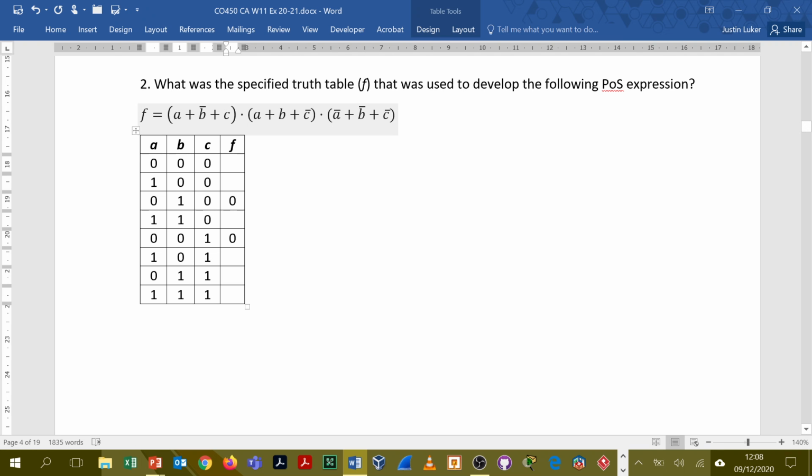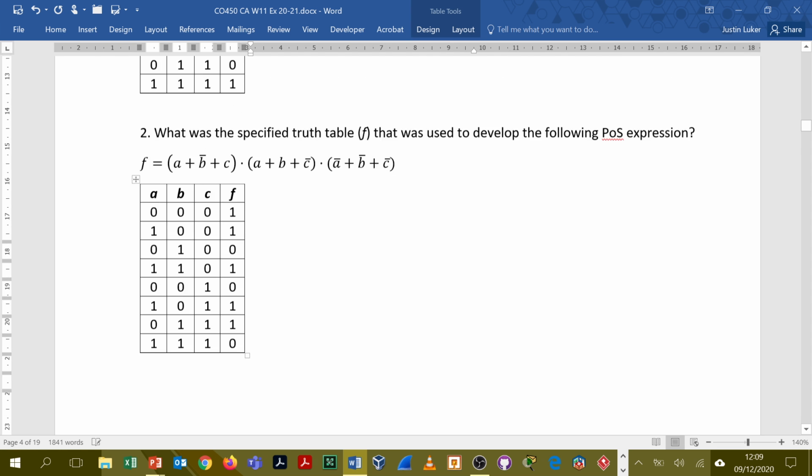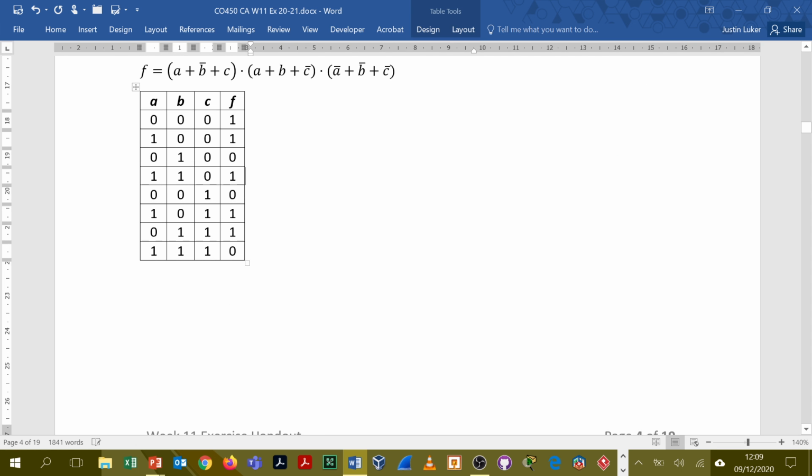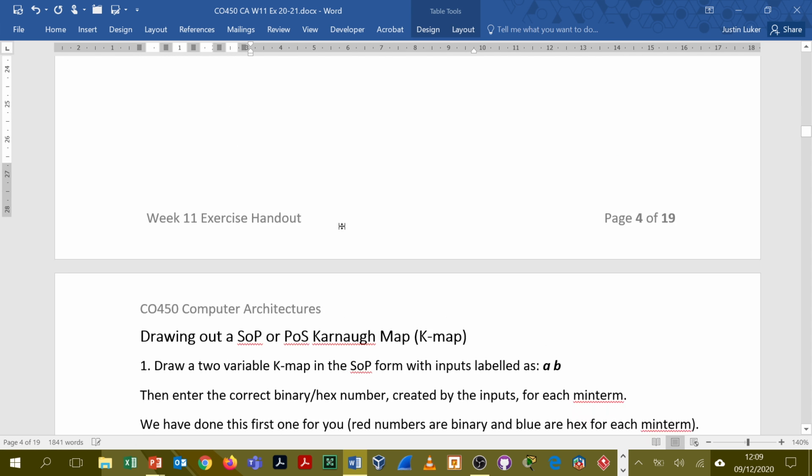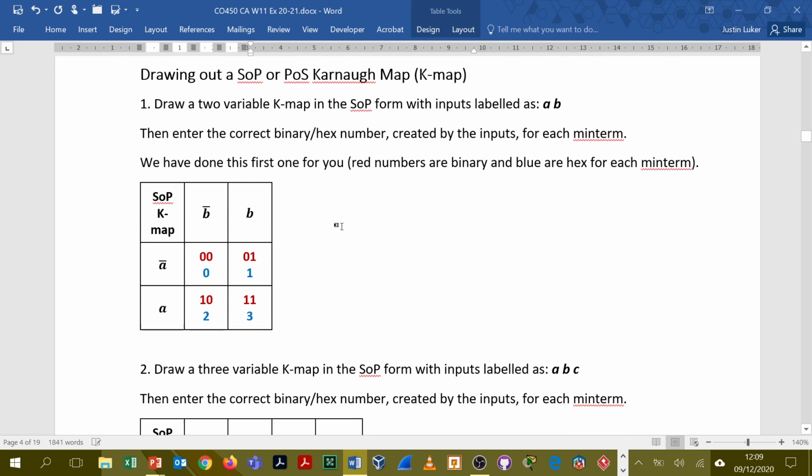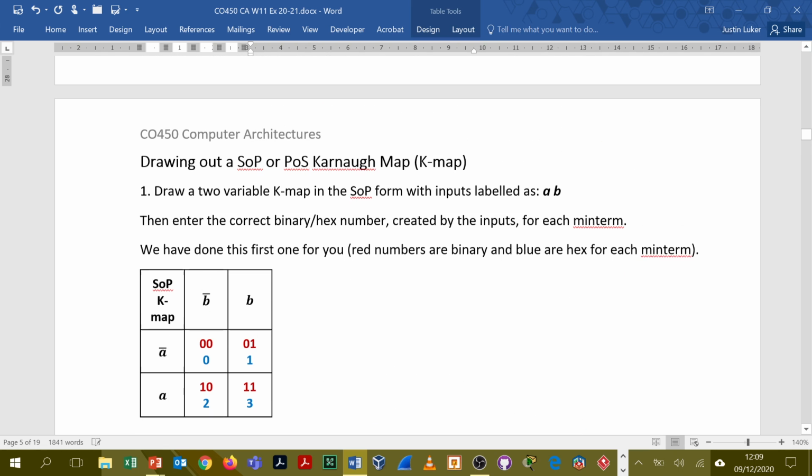And then finally, we've got not A, not B, not C. So that must have been 1, 1, 1, giving us a 0 output. And the rest were obviously 1 outputs. So you can go from the other way. You can go from the expression to the truth table. So that was the recap.